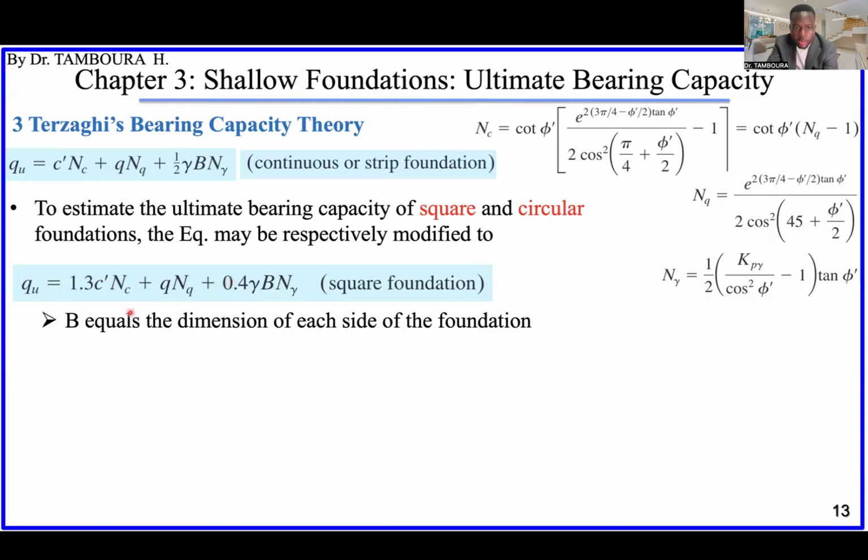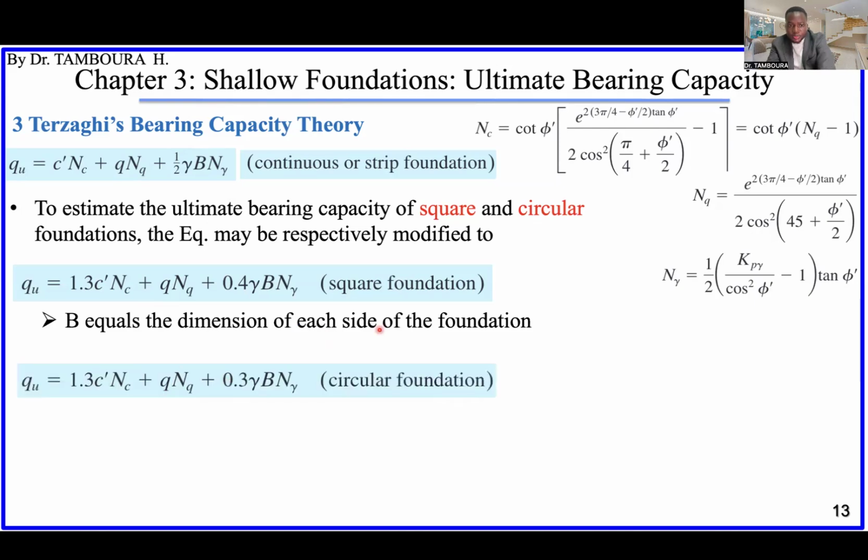And since it is square, B is equal to the dimension of each side of the foundation. But for the circular one, what is changing? You can see 1.3 here also, but here it is changing to 0.3. So here 0.5, 0.4, 0.3. These are shape factors, but we will come back to these later also.